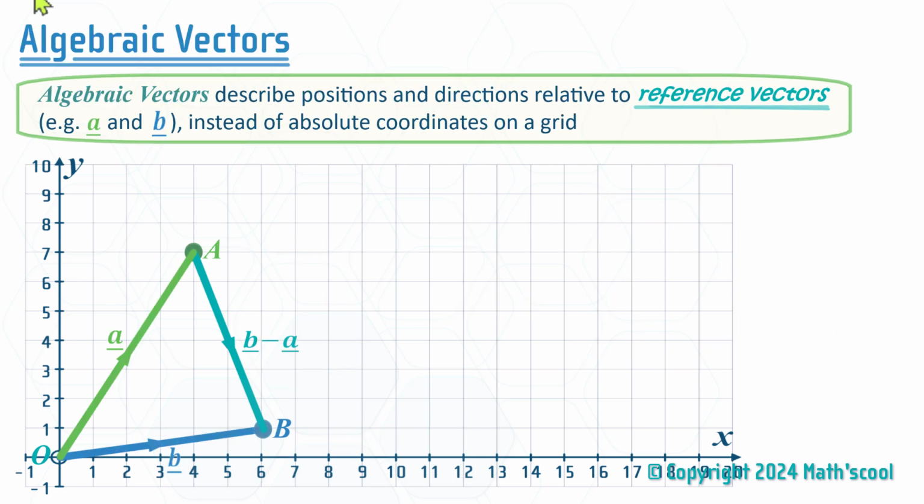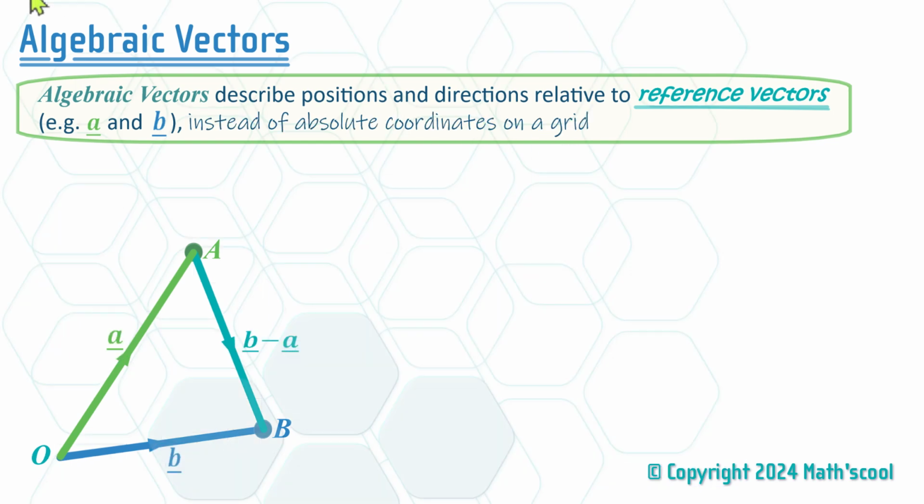Now, if we're not going to put those numbers on anymore, then we could call it algebraic vectors. So we're describing positions and directions relative to these reference vectors. A and B become our reference vectors. And we're still doing the same thing. We're saying the relative vector from A to B is the position vector of B minus the position vector of A. So it's B minus A. But the difference is we're not actually writing those coordinates anymore. So we're not looking at the absolute coordinates on a grid. In fact, we could just get rid of the grid completely. So that's what we mean when we talk about algebraic vectors.